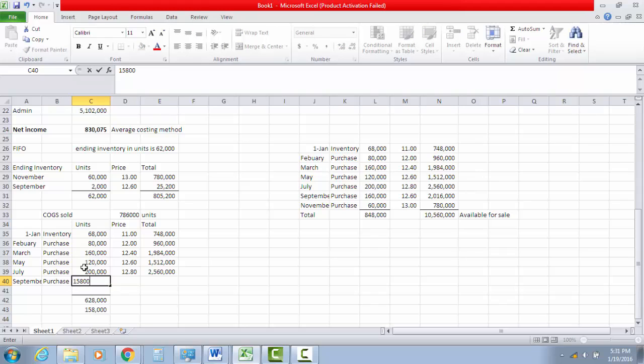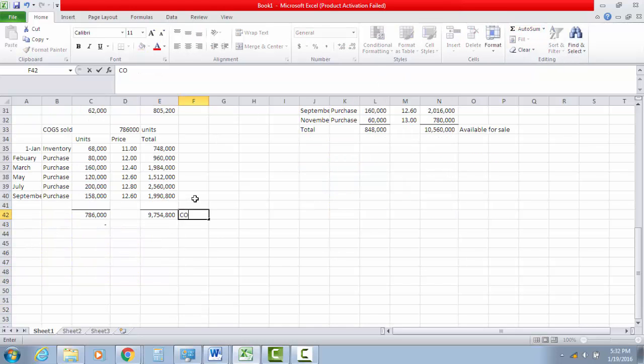158,000. Now, I say this only because you have enough to sell in September of that. So in your September, you sold 158,000 of that. Therefore, your total units sold gets you to 786,000. And your cost of goods sold value is $974,800.